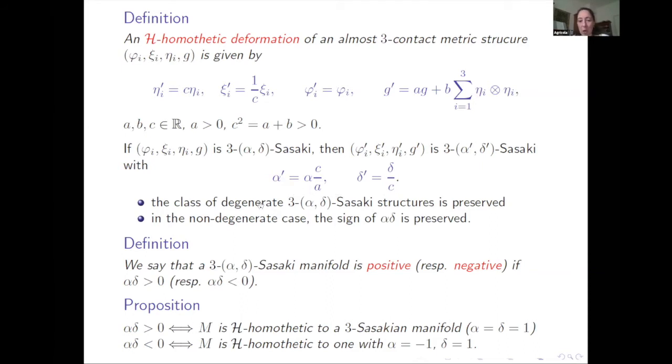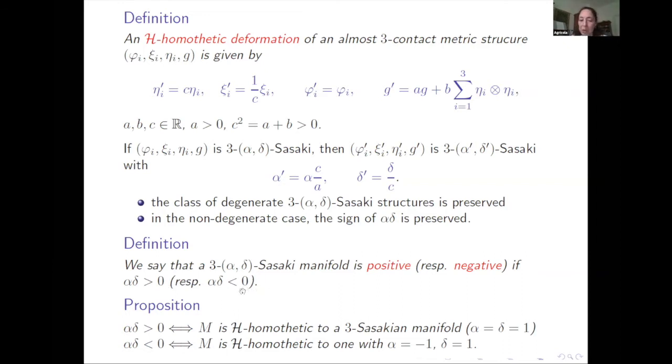The class of degenerate free alpha delta Sasaki structures in particular is going to be preserved, because that was the condition delta equal to 0. So if delta is 0, by homothetic deformation, you will always stay in that class. Furthermore, the sign of alpha times delta is preserved because C cancels out and A is positive. So the sign of alpha times delta is always the same. And therefore, we now have three classes. We have the degenerate case, that's delta zero. And then we have positive free alpha delta Sasaki manifolds, corresponding to alpha times delta positive. And negative, well, guess what?